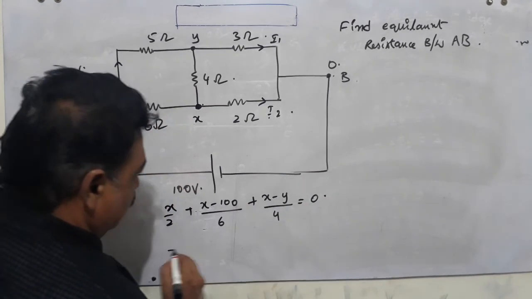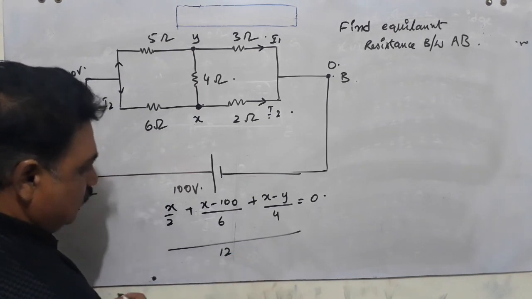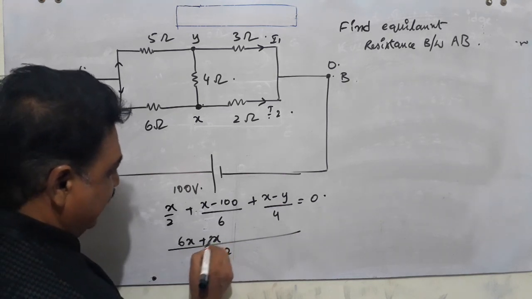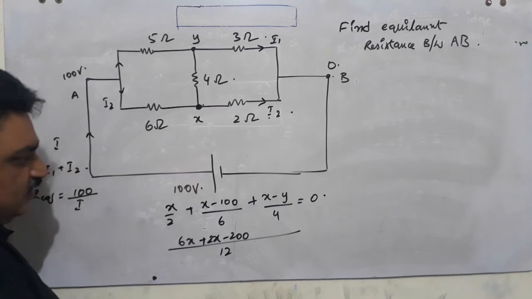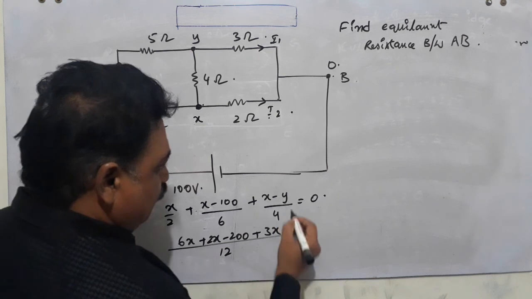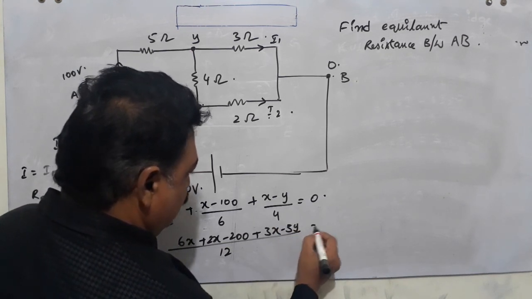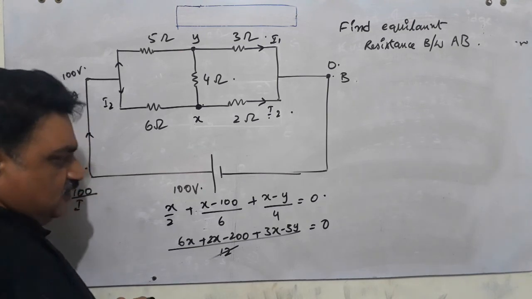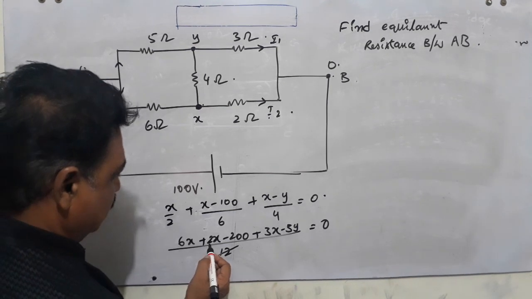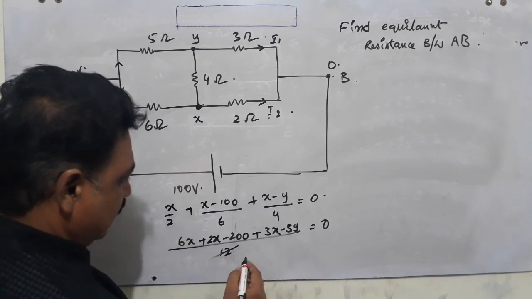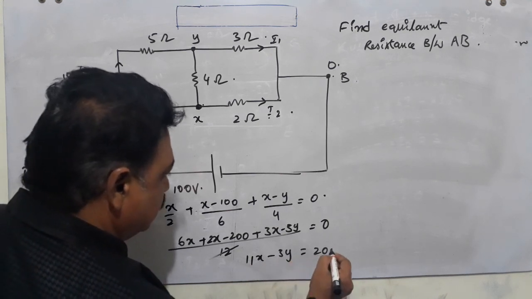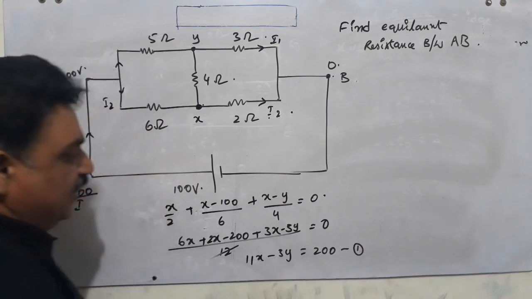So here the LCM is 12, 6x plus 2x minus 200 plus 3x minus 3y is equal to 0. This 12 becomes totally 0. So 6x plus 2x is 8x, plus 3x is 11x, minus 3y is equal to 200. This is linear equation 1.